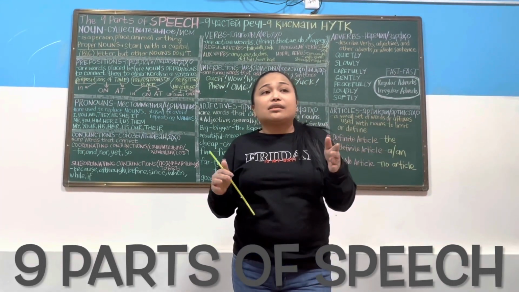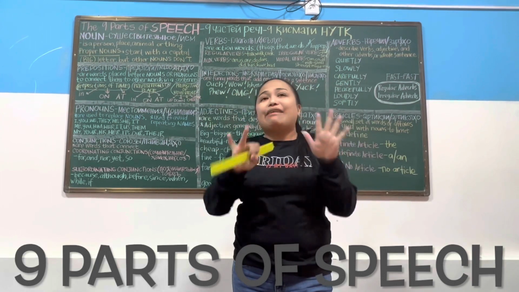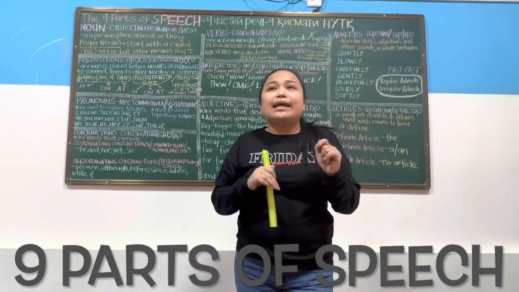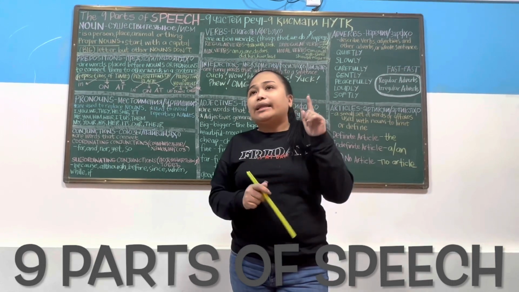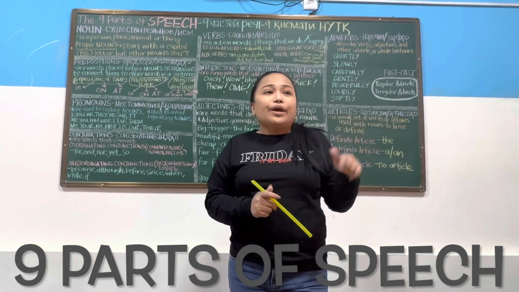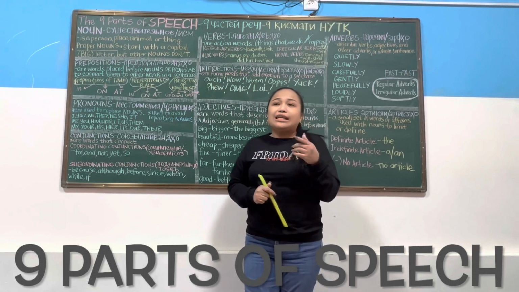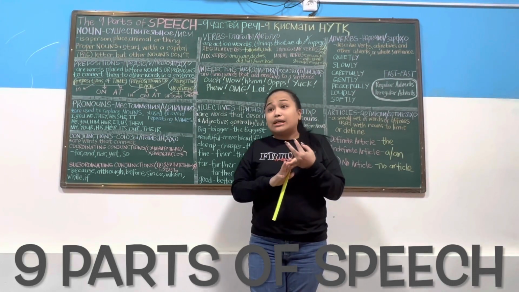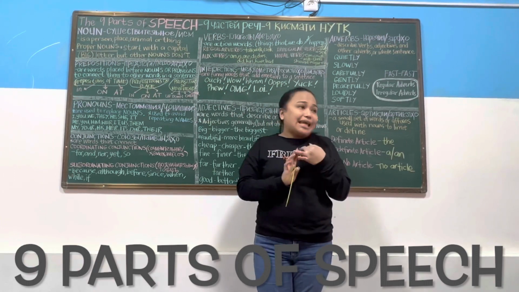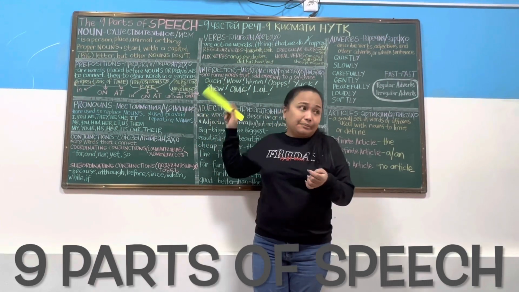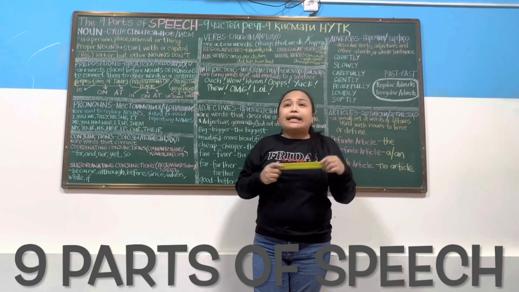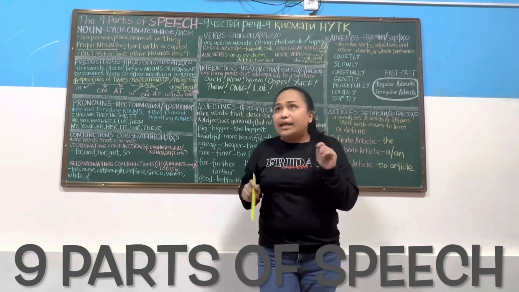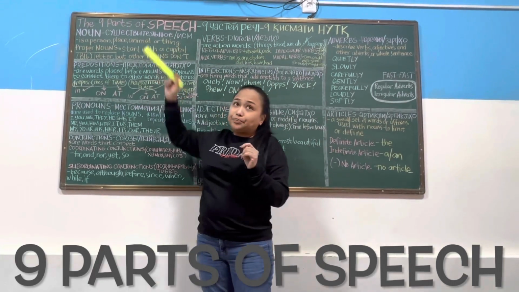Because others say it's seven parts, others say it's eight parts, okay? But in reality, nine parts of speech. We are talking about internationally accepted American English and internationally accepted British English. Not six, not seven, not eight, but we have nine. Did you understand? Again, how many parts of speech do we have? Nine. So let's start with noun.